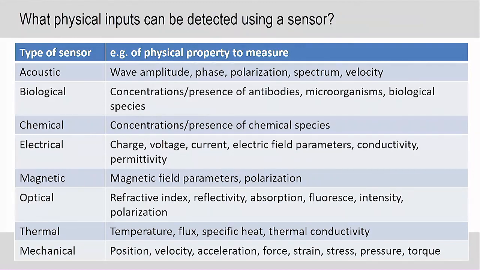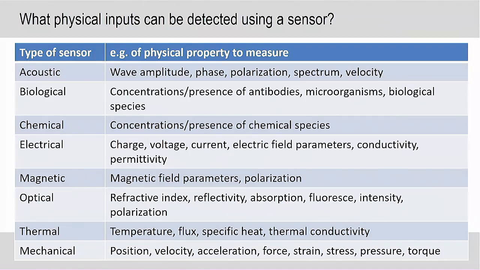So acoustic, if we're thinking about wave amplitude, phase, polarization, the spectrum and velocity of the sound signal as well. Biological, we have concentrations. That was something that was brought up a lot, concentrations of different things. The presence of antibodies, microorganisms, and also biological species. Chemical, so again, your point before was quite good, that the chemical and the biological can overlap. We can also look at chemical concentrations as well, and the presence of different chemical species.